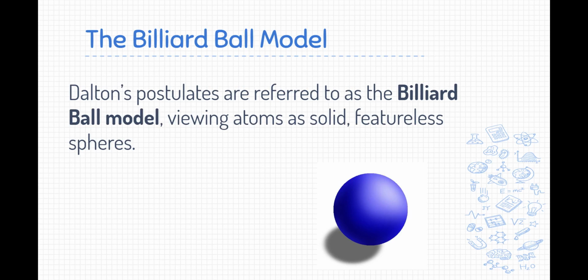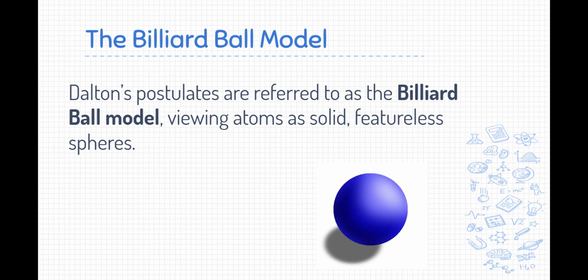So the model that we use to describe Dalton's atomic theory is the billiard ball model. Now, Dalton didn't come up with this model. He came up with his postulates, but it's a way of visualizing how he pictured the atoms. So once again, no change since Democritus. Atoms are still solid, featureless spheres.